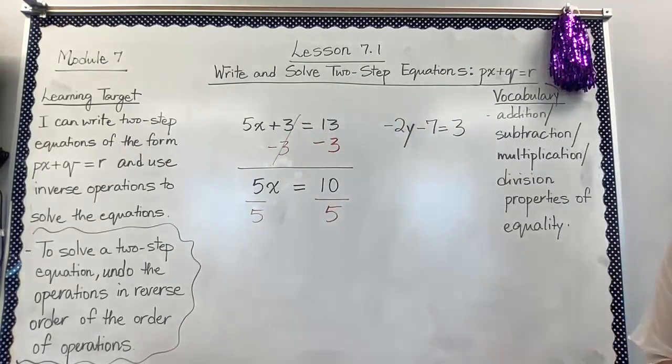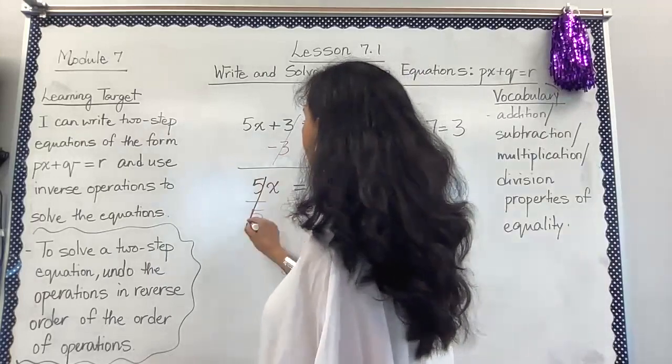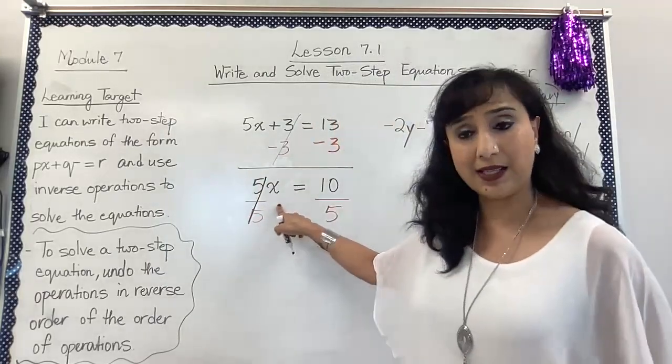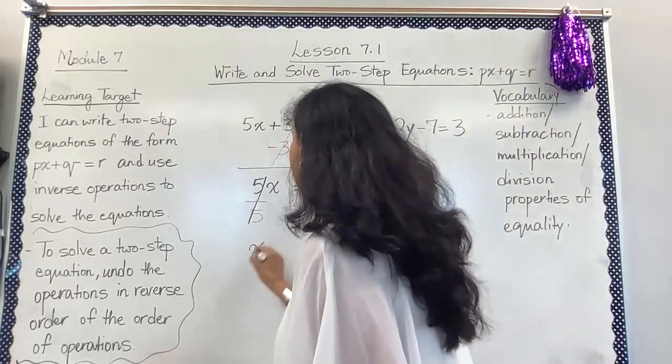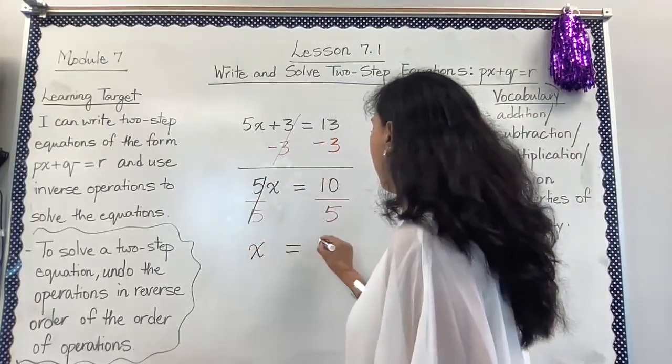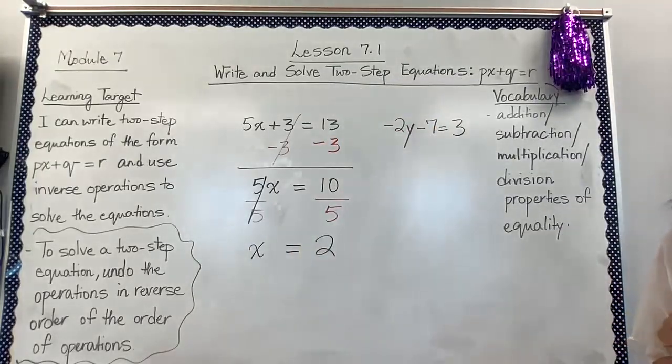Okay, and 5 divided by 5 is going to give me 1, and 1 times x is x, because any number times 1 is the number itself. So that is x, and 10 divided by 5 gives me 2. So the variable x is equal to 2.